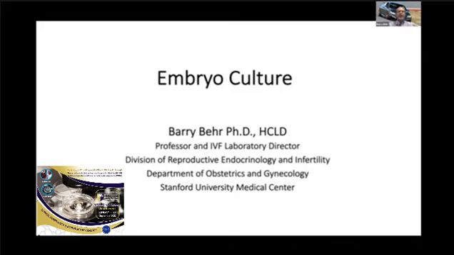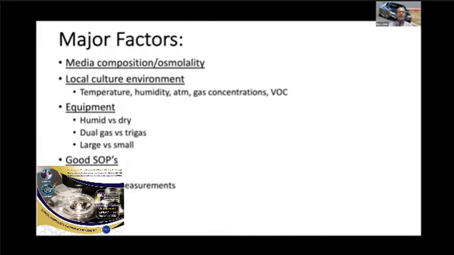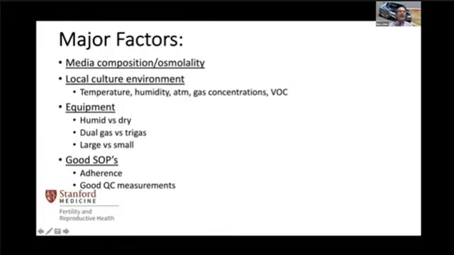Rest of the team. So I'm going to spend the next few minutes just giving you some bullet points that will hopefully provoke some questions for us to address later on in this symposium. So I think there are basically four things that are important to consider, or four factors that we can consider with respect to embryo culture.